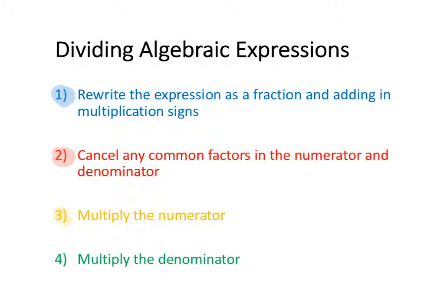The second step is to cancel any common factors in the numerator and the denominator. The third step is to multiply the numerator. And the last step is to multiply the denominator. Following these 4 steps, you'll be able to divide algebraic expressions. So let's have a look at a couple of examples that will show us how to apply these 4 steps.